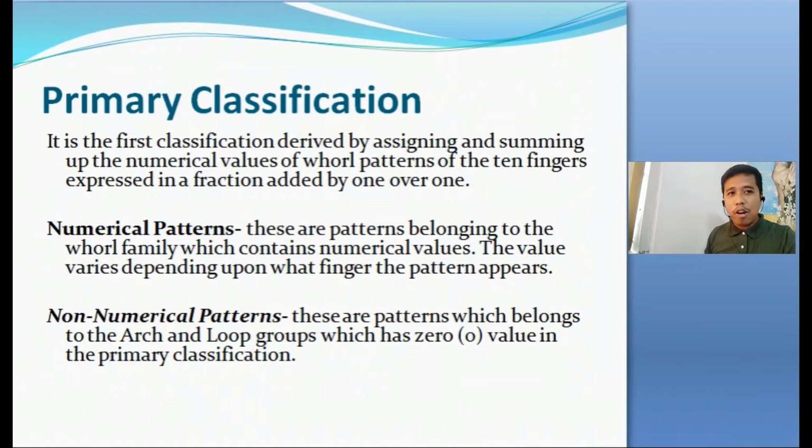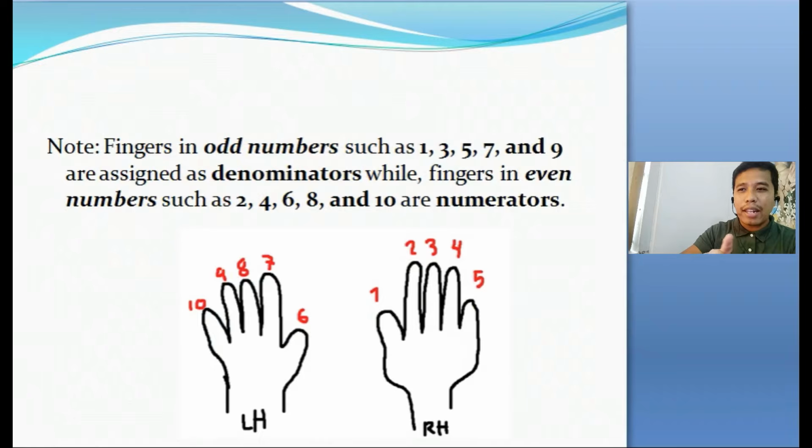What has zero value? Take note, the patterns belonging to the arch family and the patterns belonging to the loop family have zero value. Patterns belonging to the whorl family have value because they belong to numerical patterns. Now, note that fingers in odd numbers such as 1, 3, 5, 7, and 9 are assigned as denominators, while fingers in even numbers such as 2, 4, 6, 8, and 10 are numerators. Again, since high school, even in elementary, we know the numerator is the upper line, and below the line is the denominator.